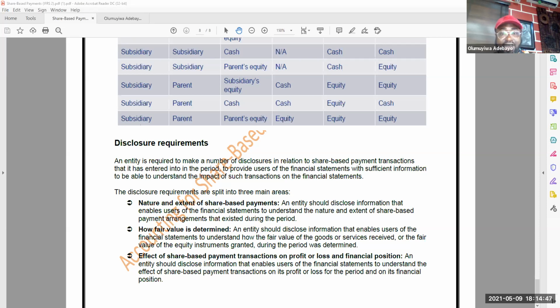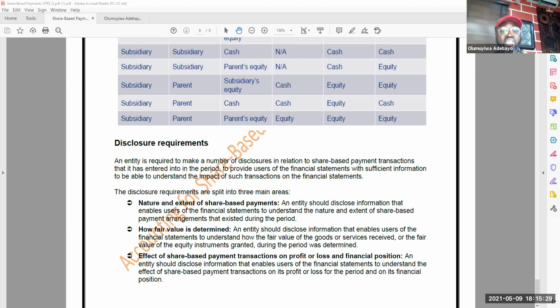In that regard, an entity should disclose information that enables users of the financial statements to have a better understanding and appreciation of the fair value of the goods received or services enjoyed by the entity, and the fair value of the instrument granted. Remember that at the beginning of our discussion, we said normally the instrument granted should be measured at the fair value of the goods received or services rendered, except for services rendered by employees, which cannot be reliably measured other than from the perspective of the fair value of the equity instruments. And that is key.